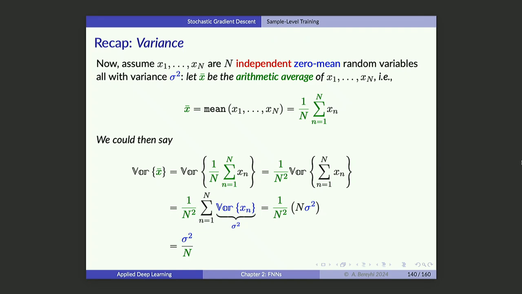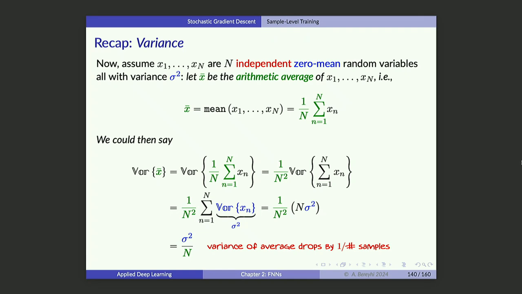Clear? Now what is happening here? If you have a bunch of random variables and you compute the arithmetic average, just compute the mean value, what are you doing? You're basically reducing the variance, right? And this reduction is proportional to the number of samples, correct? So if you do arithmetic averaging, you're dropping the variance proportionally to the number of samples that you have.